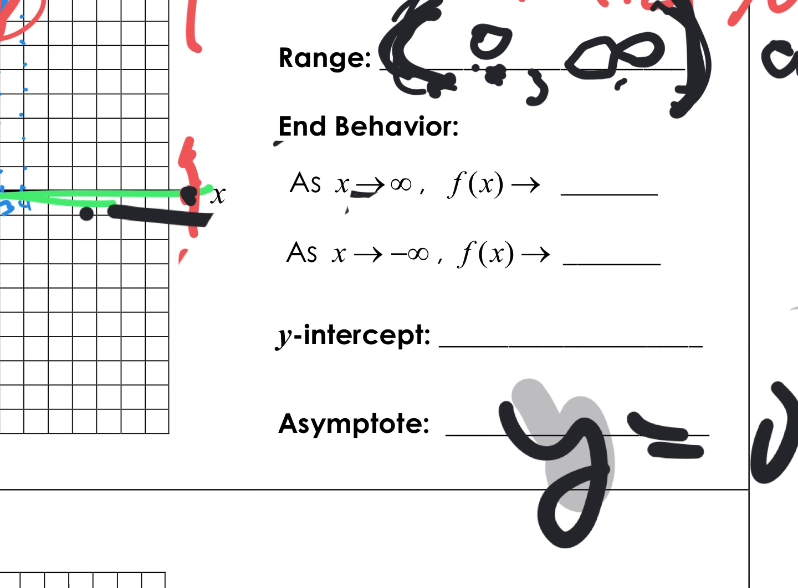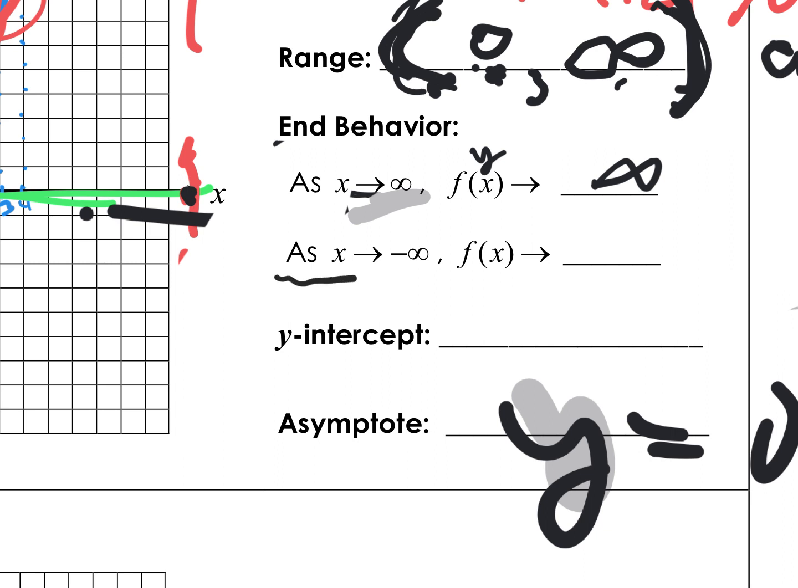As x goes to the right forever, that's what it means to be infinity. Look at your paper. Your paper should say, infinity. F of x goes where? And Dylan said, that means my y values. How high will I go? To infinity. True. All right, now look at here.